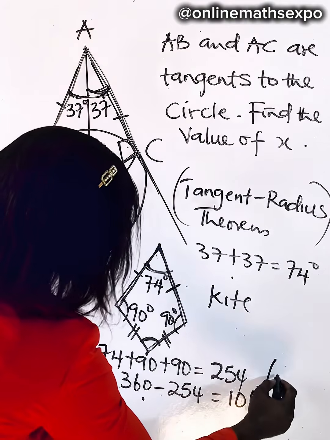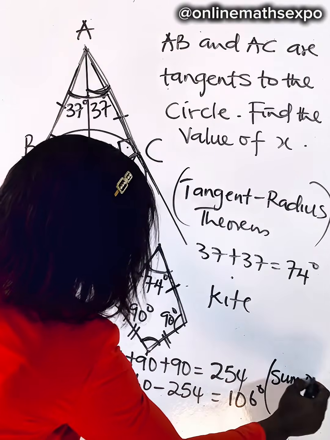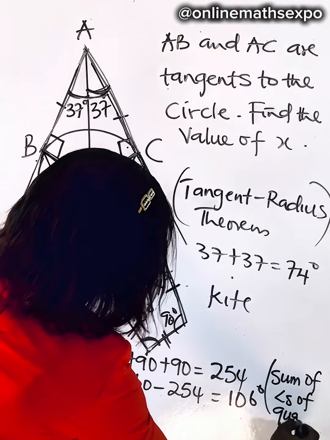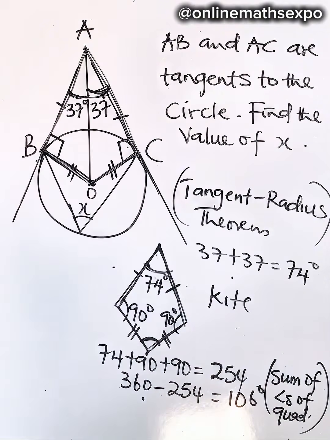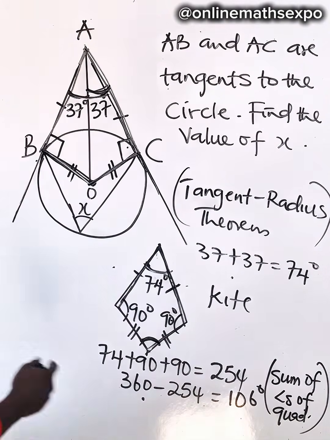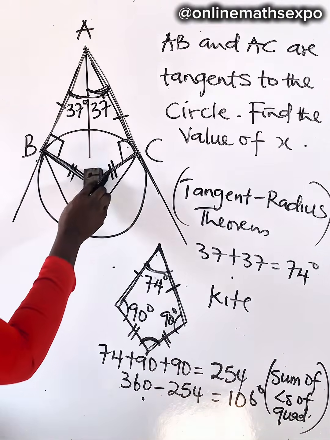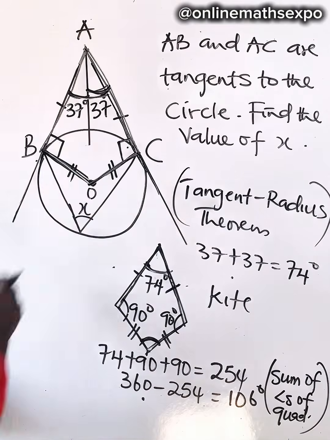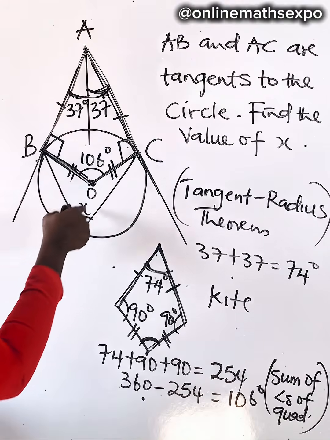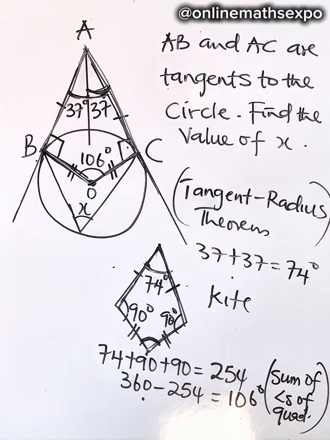Remember, your reason is sum of angles of a quadrilateral. Let's abbreviate it. So what do we do? Since this angle here is 106, it means that the angle at this point is 106. And if here is 106, how will you find the value of x?